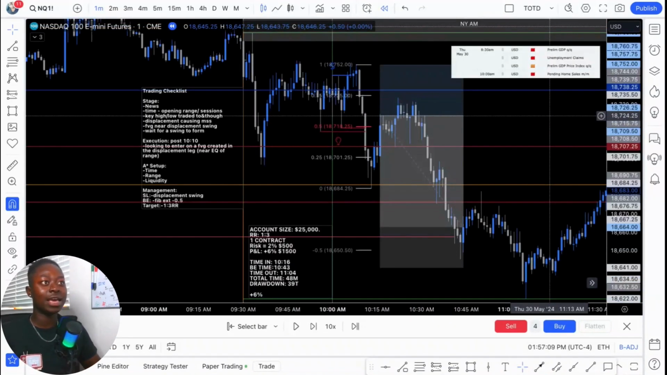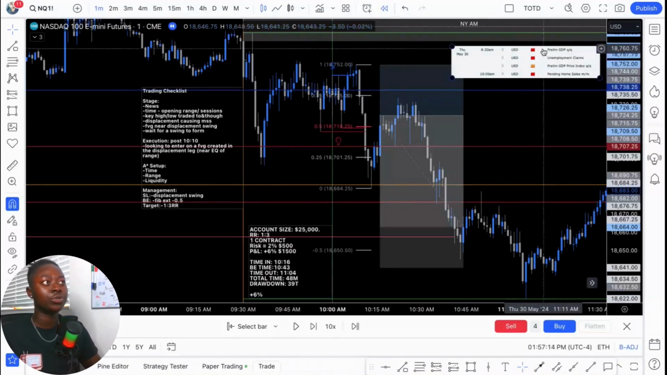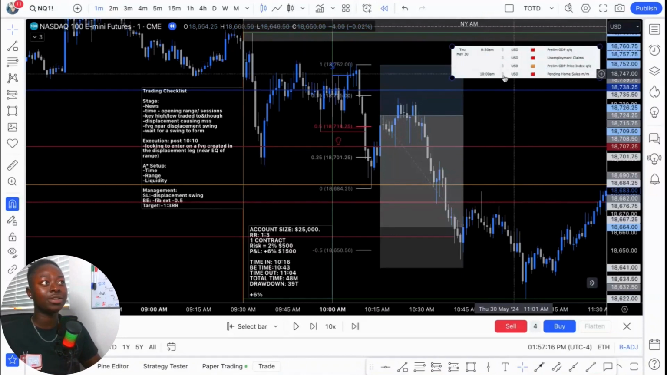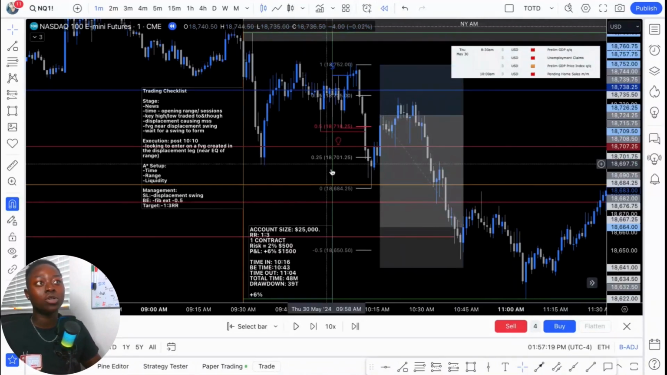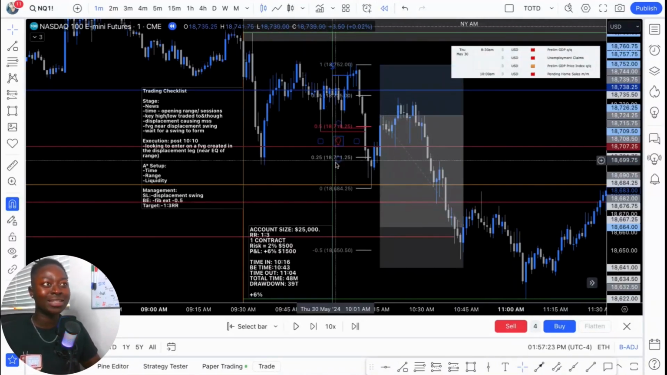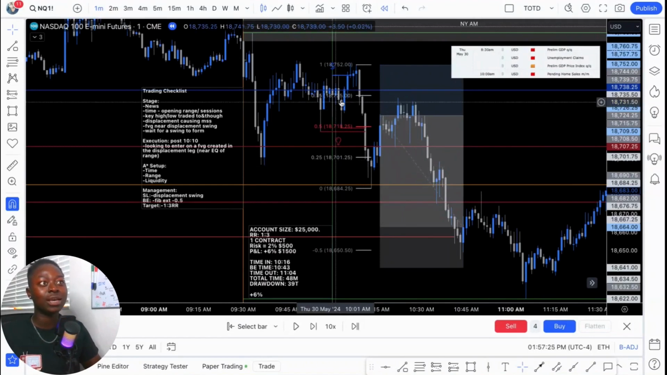Thursday, May 30, trade of the day breakdown. We had an AM session sell formation form. As you can see, we had news coming out at 8:30 and 10 a.m. After 10 o'clock is when we're looking for the signal to enter the market. And as you can see, we had price trade above a key high. We took liquidity above a key high. Displacement lower, causing a market structure shift.